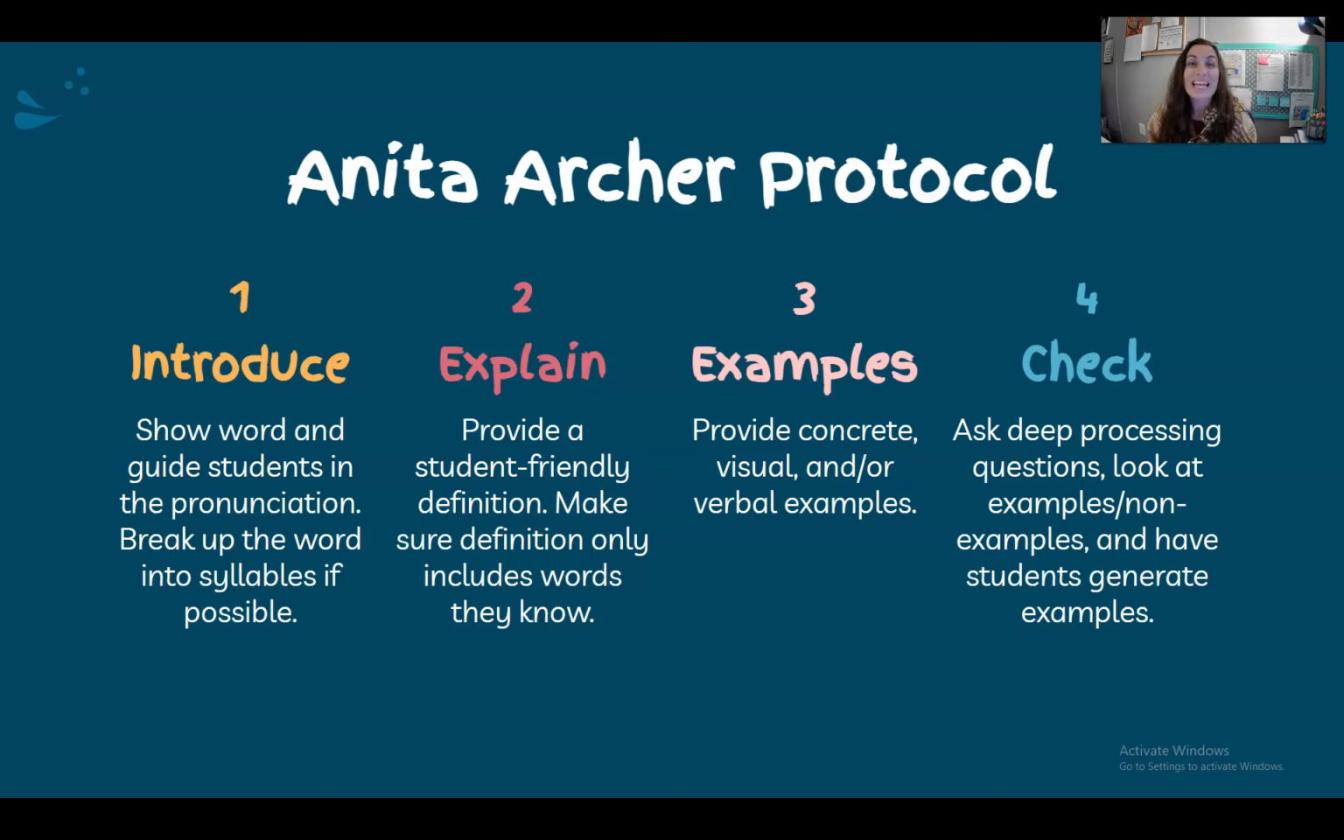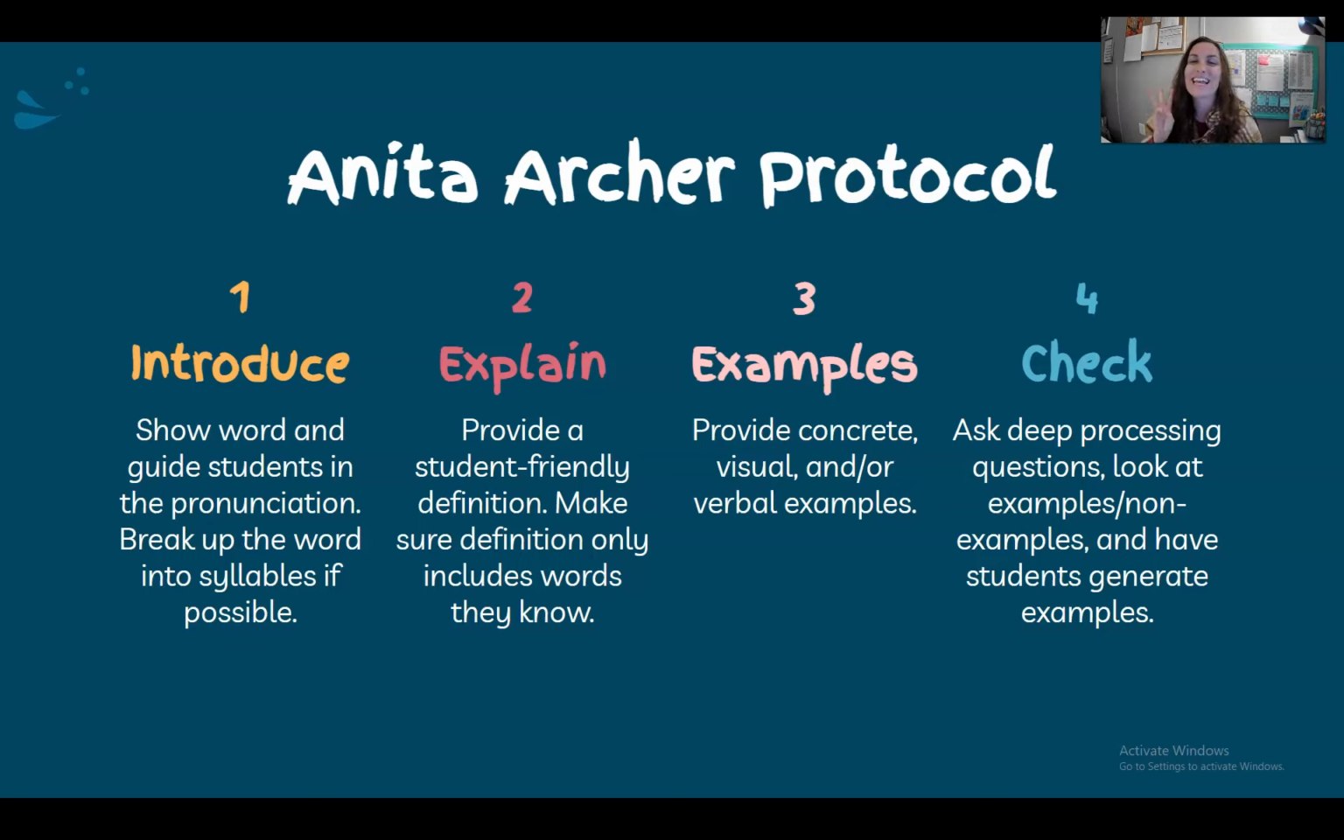The second one is explain. So this is where you're going to be getting into the definition of the word. Of course, vocabulary is not all about word and definition, but it is a big part of it. Make sure when you are using your definition, they are student-friendly. We don't want to use definitions that have difficult words in them that they don't know yet.